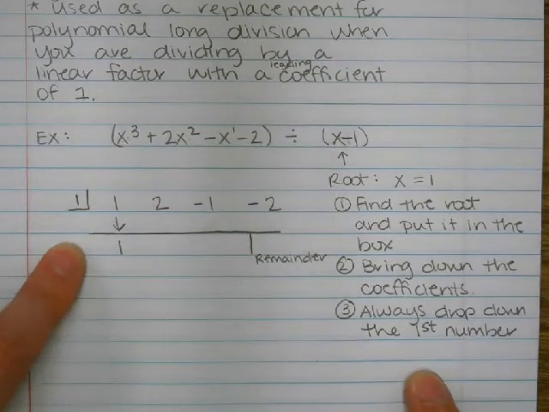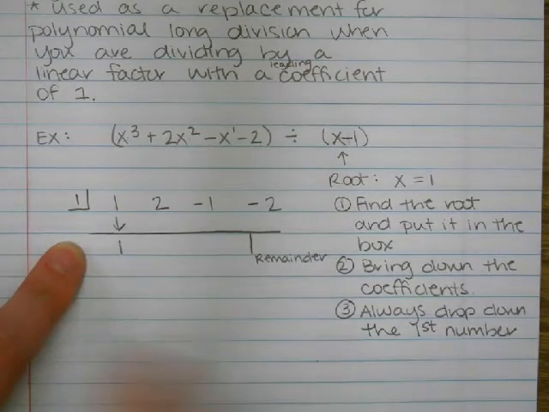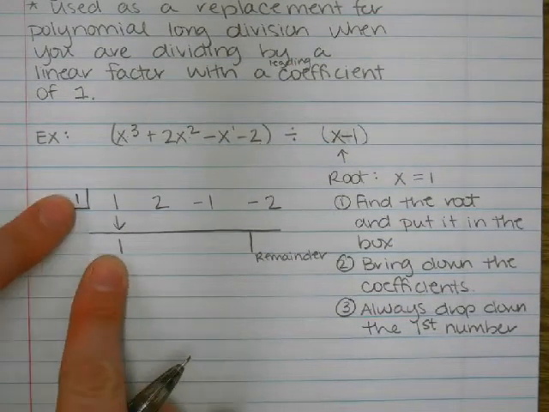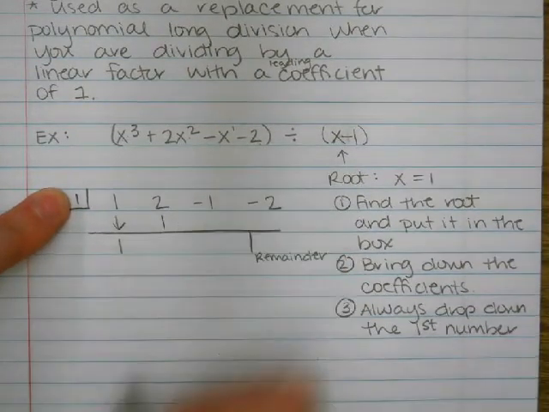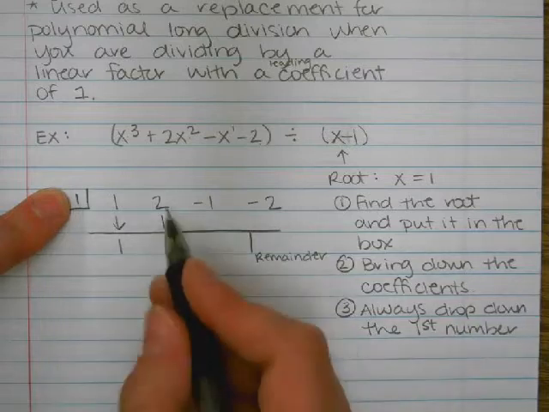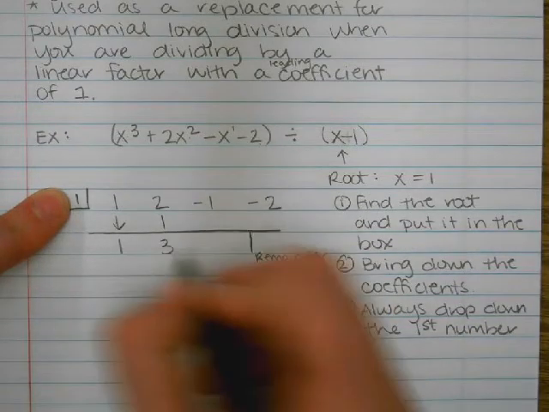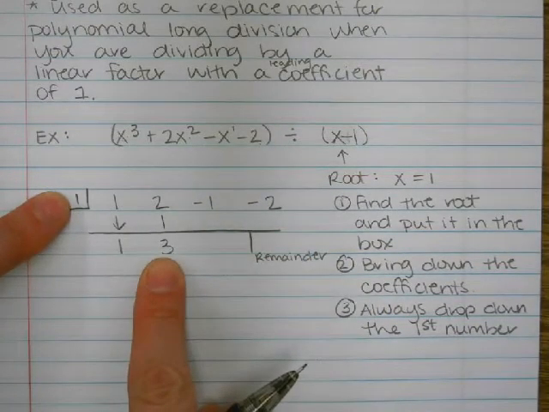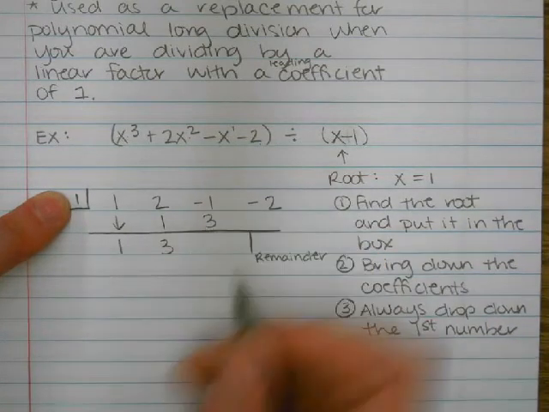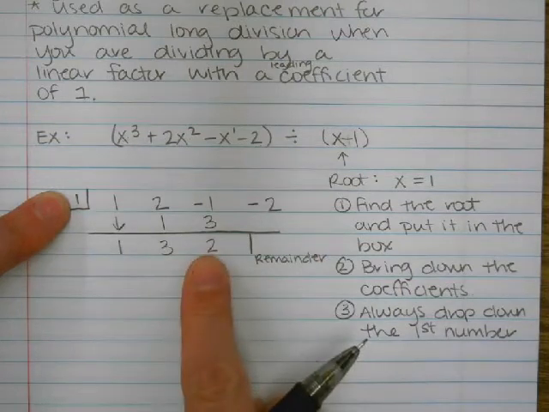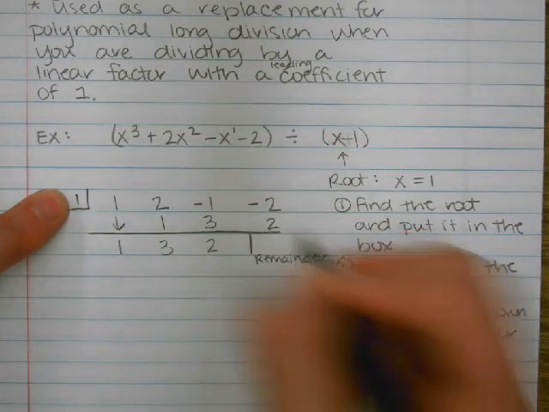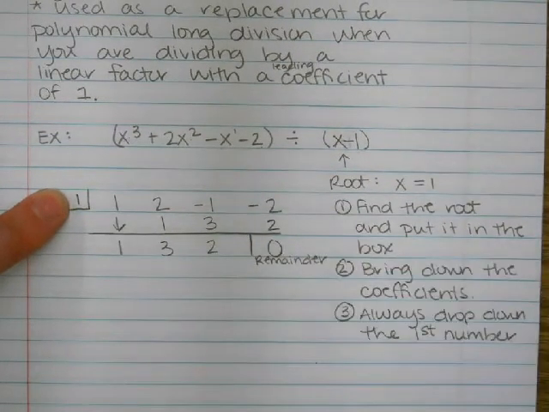After this is where the process gets repetitive. I'm going to take the 1 and multiply it by the number in this box. 1 times 1 is 1, and I write the number right here. Then I add those numbers together. That's a 3. 3 multiplied by 1 is 3. Then I add those numbers together, and that gives me 2. 2 times 1 is 2. And I add those numbers together, and I get a remainder of 0.